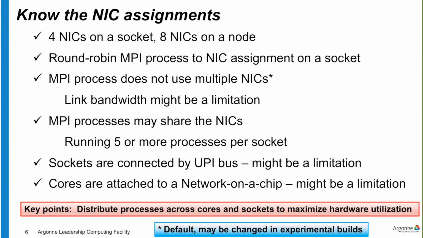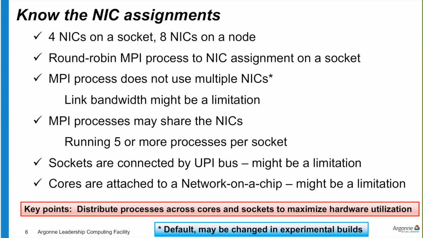The NIC assignment. As you might know, each node has 4 NICs per socket, or 8 NICs per node. It is important that the NICs are assigned to the socket, not to the node. MPI processes are assigned statically to the NICs, which means that during initialization, each MPI process is assigned just one NIC, and this assignment stays for the duration of a job. Currently, MPI processes do not use multiple NICs.